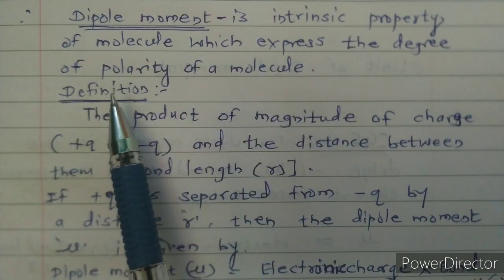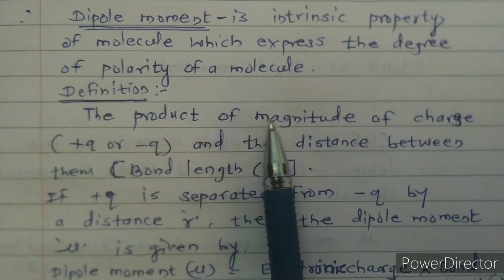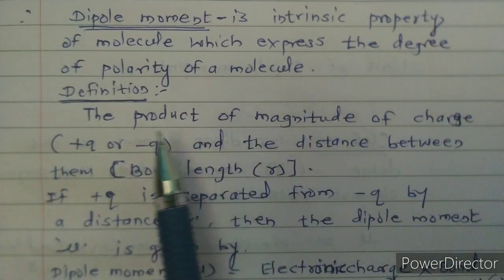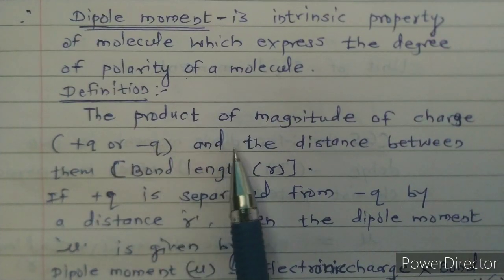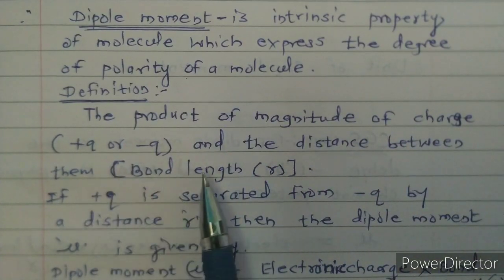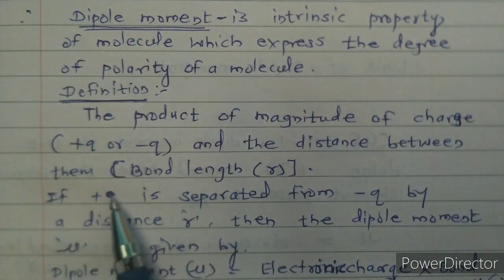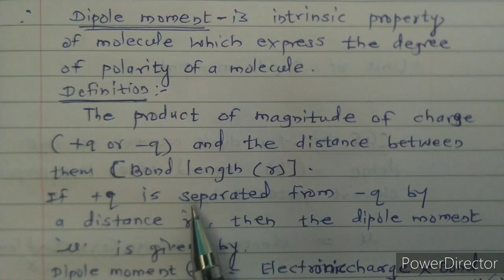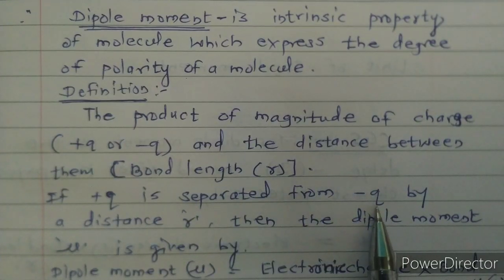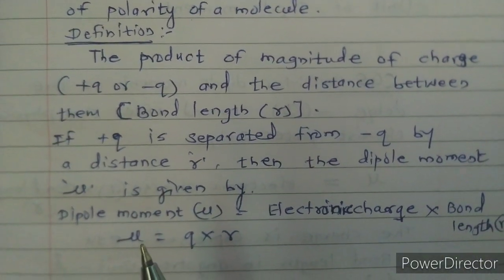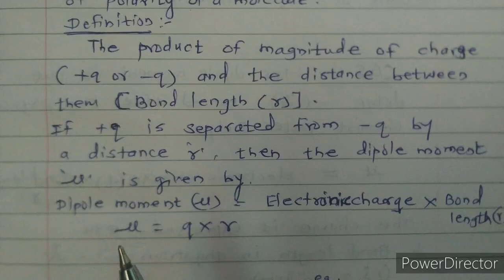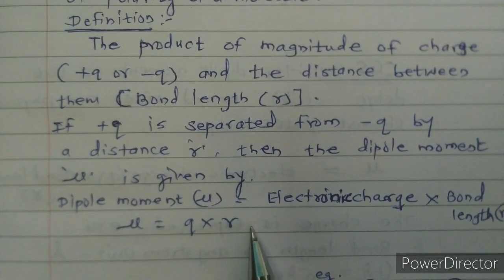Let us define the dipole moment. It is the product of the magnitude of charge, that is plus q or minus q, and the distance between them, that is r. If plus q is separated from minus q, q meaning charge, by a distance r, then the dipole moment mu is given by mu equal to electronic charge into bond length r, mu equal to q into r.